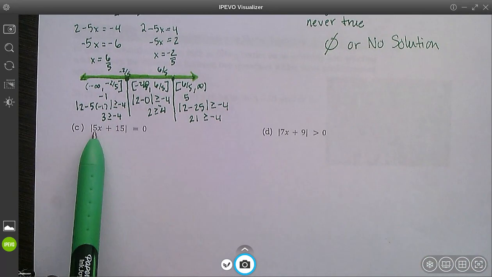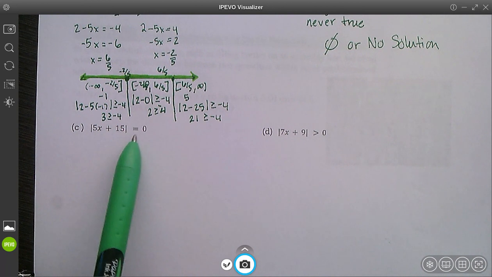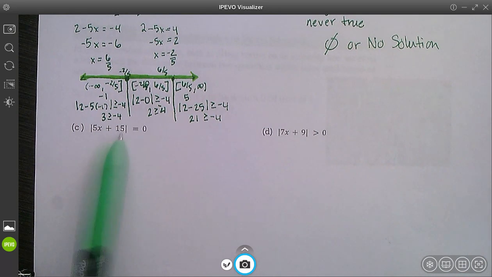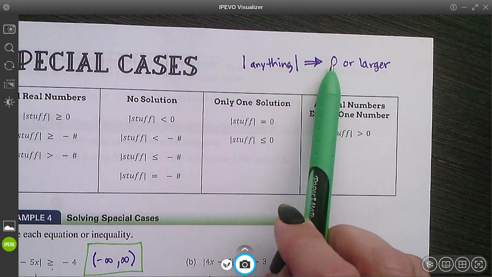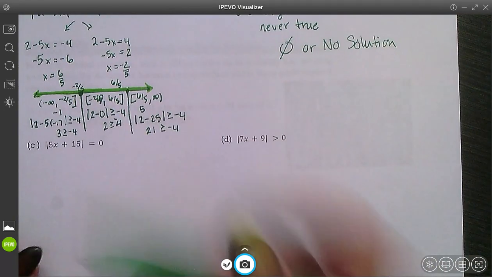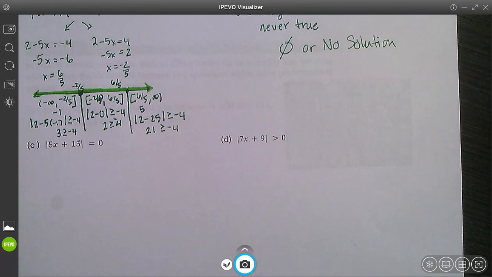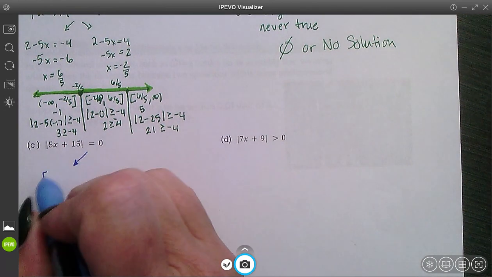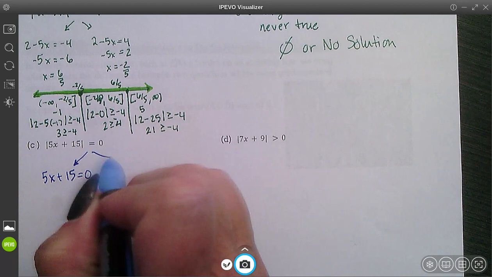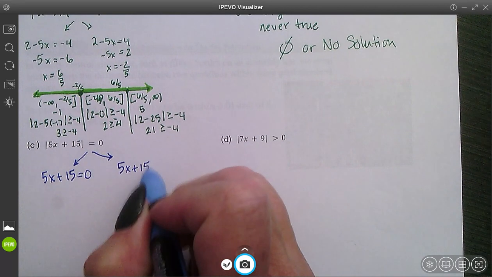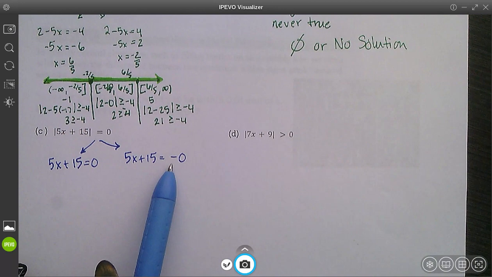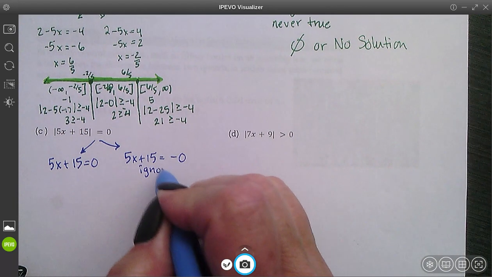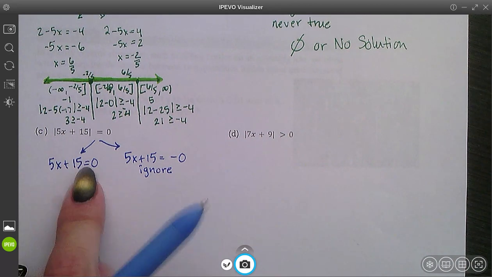How about absolute value of 5x plus 15 equals 0? Well, this actually can be true because the absolute value of anything is going to be 0 or larger. So when I go to set up my two equations, I have 5x plus 15 equals 0 or 5x plus 15 equals negative 0. Well, this one doesn't even make sense. There's no such thing as negative 0. So we don't even have to worry about this equation.